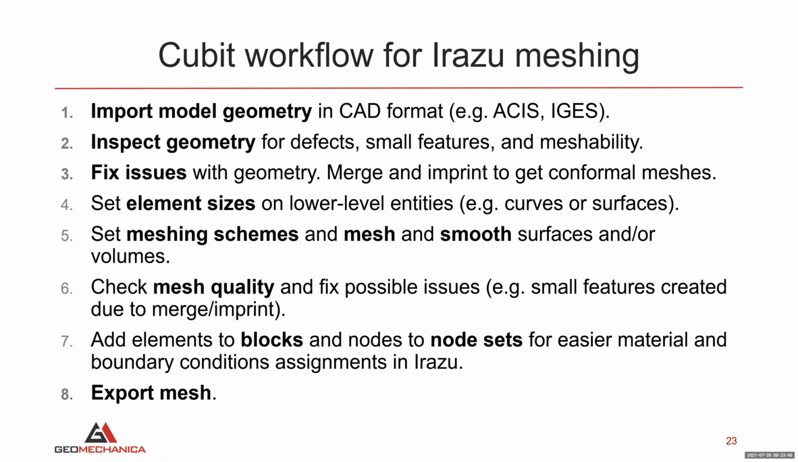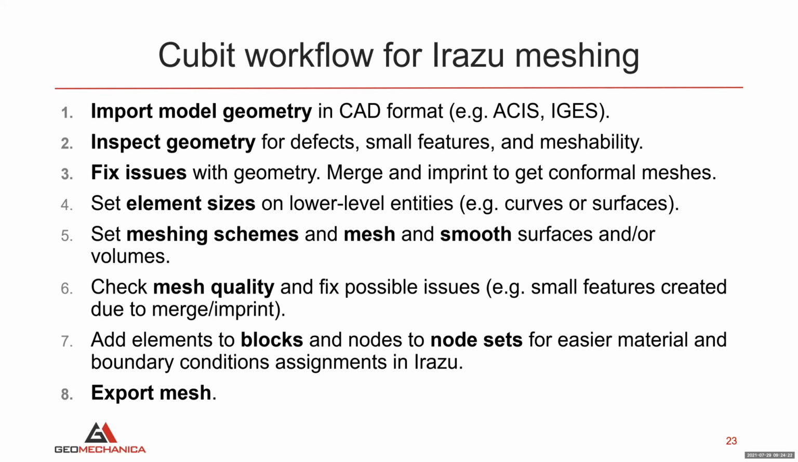Then you would set the element sizes on lower level entities, such as curves and surfaces, so that you have a good control on mesh sizing. You then set the meshing schemes, then you mesh and smooth the surfaces and volumes. Obviously, you have to then check for mesh quality and fix any possible issues. There might have been some small features that were created due to merge and imprint. So you kind of go back, and iteratively fix some issues, mesh, and check the quality of that mesh.